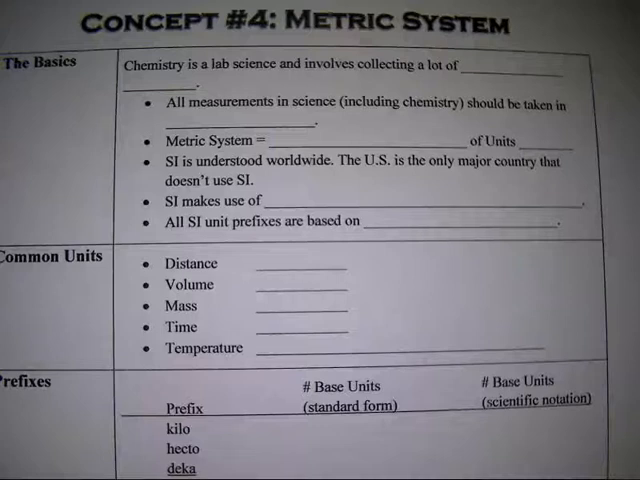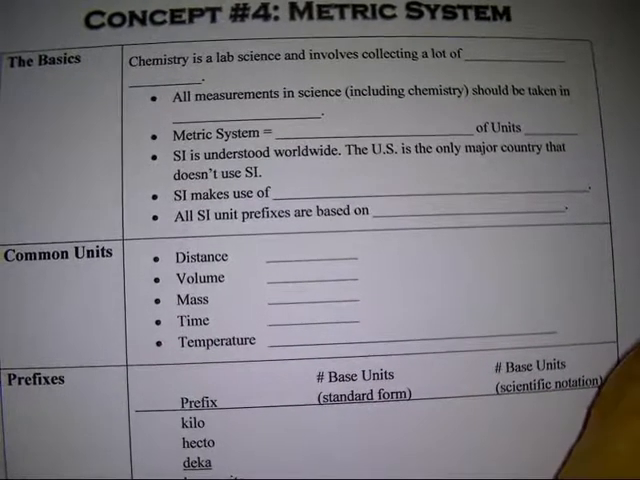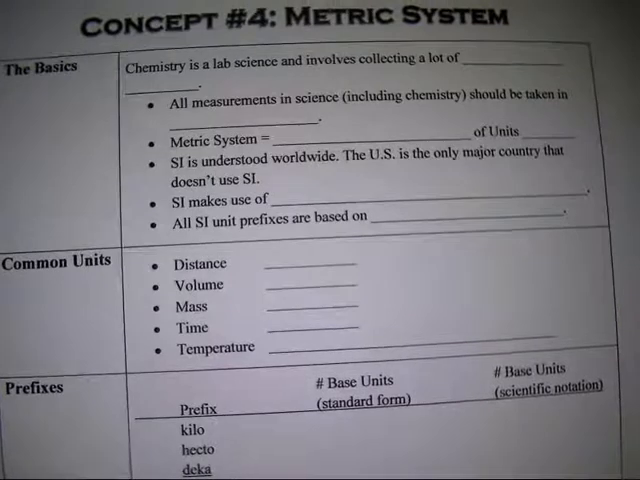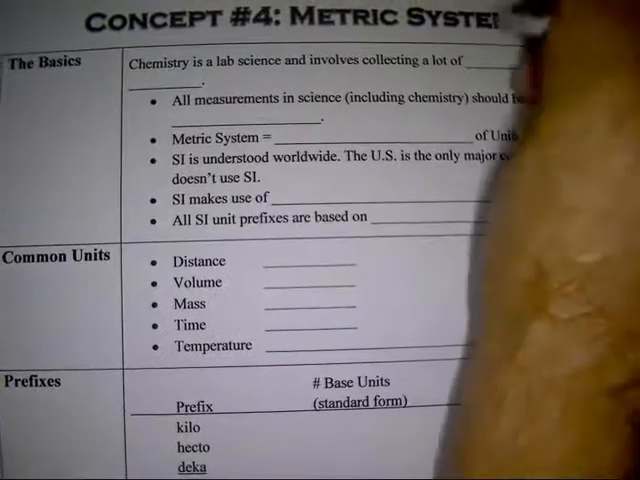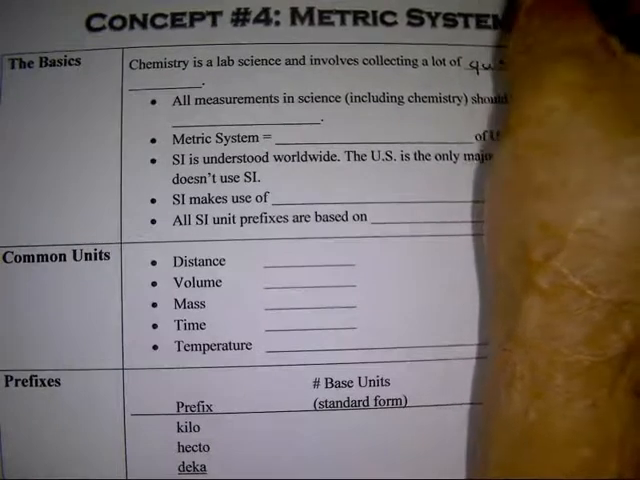Concept 4 is the metric system. Now, most of you have probably heard of the metric system before in another science class, but we are just going to build on top of what you have learned before, okay? The metric system, like all units, is very, very important in chemistry because chemistry is a lab science and it involves a lot of quantitative data.